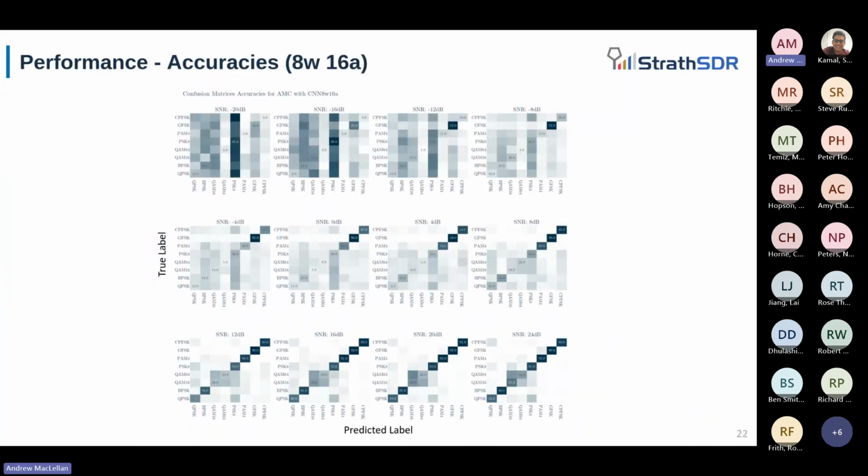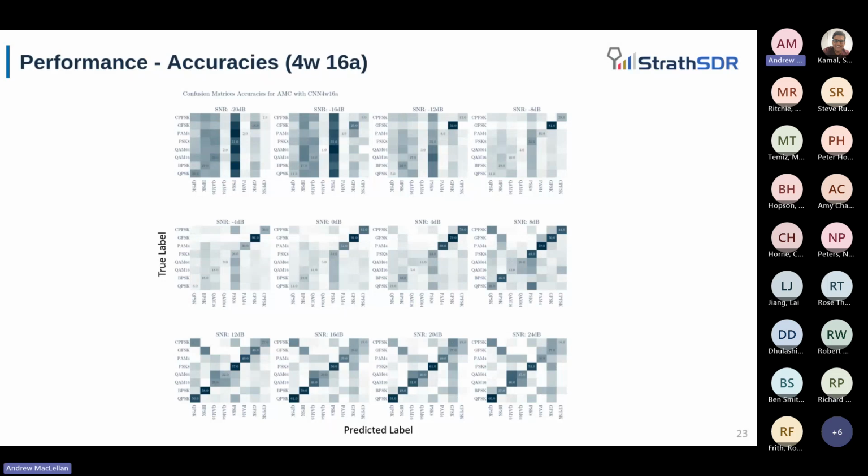But yeah, it shows that 8-bit weights doesn't really drop in performance at all here. And then if we look at the 4-bit weights, we can see that there's a significant change here. For 4-bit weights, it maybe improves from -20 decibels up to maybe 8, and then after 8, it doesn't seem to do any better. So I think we've hit a wall there.